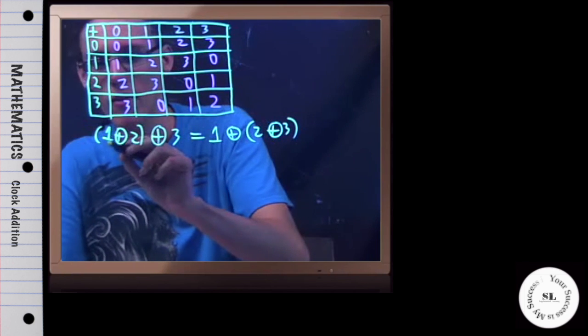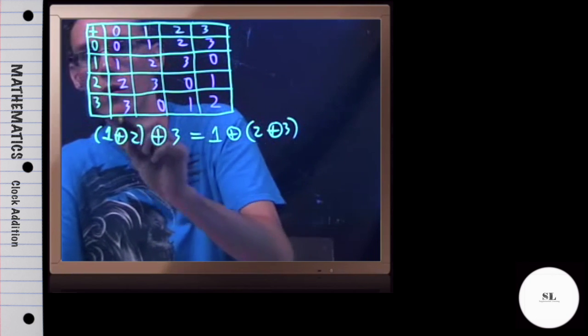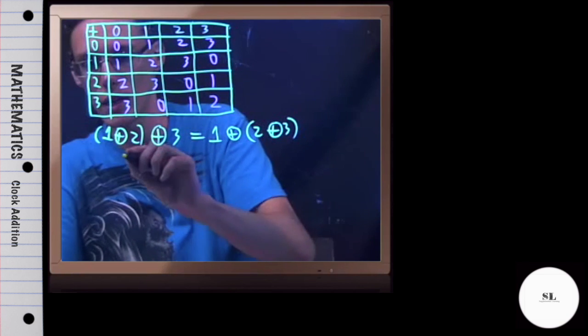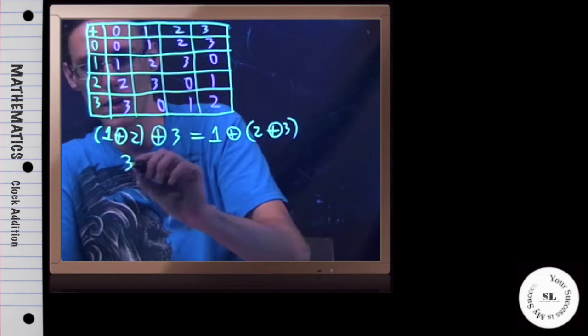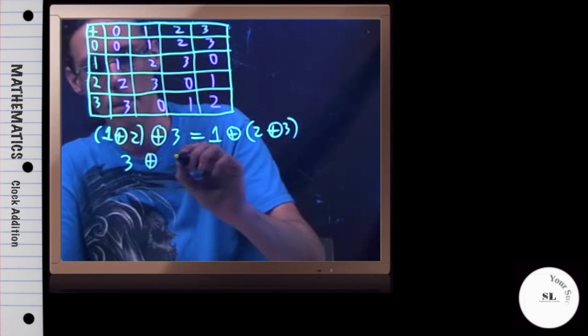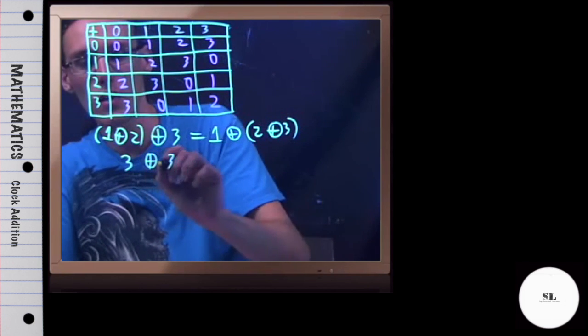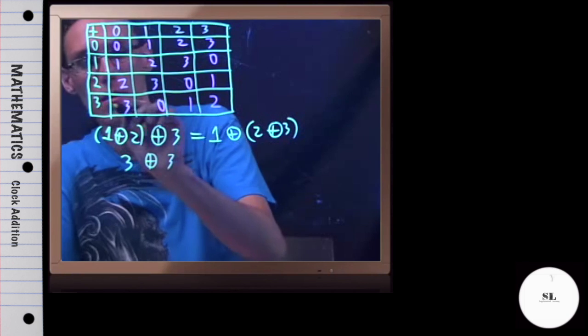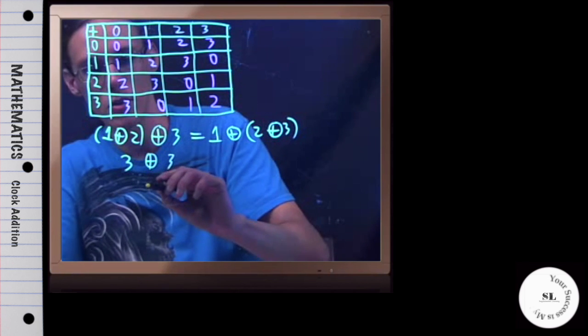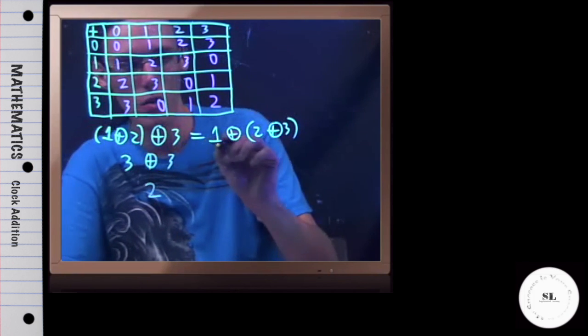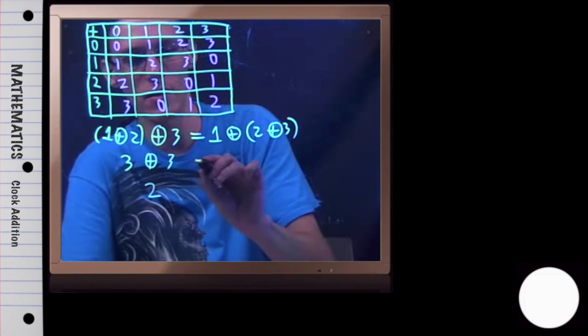So over here, if I do 1 clock addition 2, 1 plus 2, that's 3. So this becomes 3 clock addition 3. And then down here, 3 clock addition 3. Okay, so 3 plus 3 is 2. Let's see if we get the same thing over here on the right-hand side.